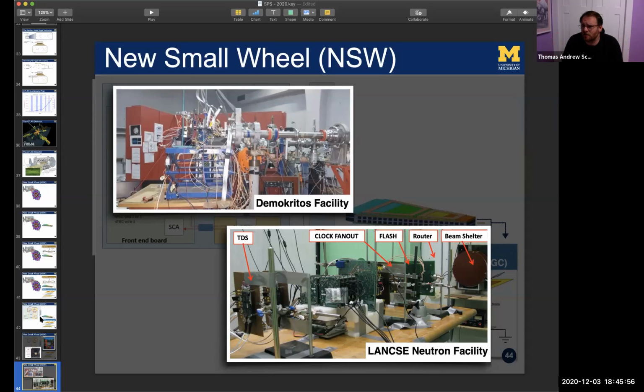In the lower right-hand corner, we have a really good relationship with the LANSCE facility. This is at Los Alamos. It's a weapons testing facility for neutrons. We use it for our purposes, and we just hit it with a bunch of neutrons and see, okay, how does our board react under those kinds of circumstances?